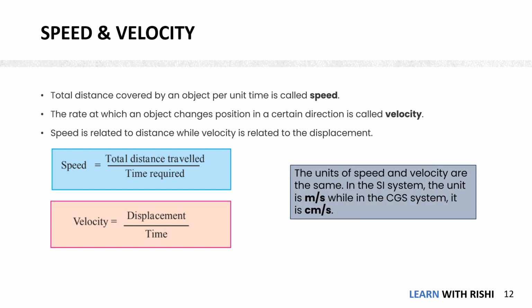So units, what are the units? In SI system it is meter per second, in CGS system it is centimeter per second. To measure distance we use meter, to measure time we use seconds. So the unit of speed becomes meter upon second, that is meter per second. And in CGS, that is centimeter gram second system, it is centimeter per second. Now the units of distance and displacement are the same. Similarly, the units of speed and velocity are also the same. The difference is only that speed is a scalar quantity and velocity is a vector quantity. There is no difference in units.